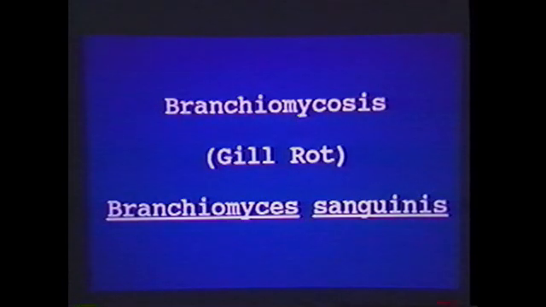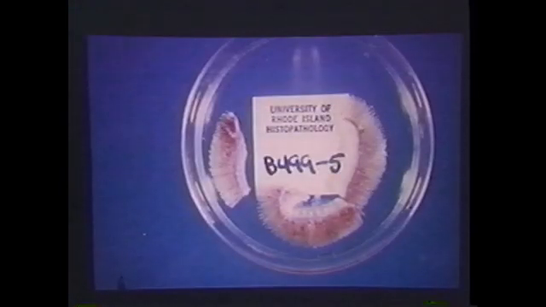Branchiomycosis, or gill rot, is caused by Branchiomyces sanguinis. This disease is characterized by prominent infarction of the gill epithelium, the gill lamella, as one can see here in these little red spots on the gills. Histologically, what we see is prominent thrombosis of the arteries and vessels of the gills, and numerous irregularly shaped fungal hyphae present within these thrombotic areas. Within these hyphae are numerous small round aplanospores, which is considered characteristic for this organism.